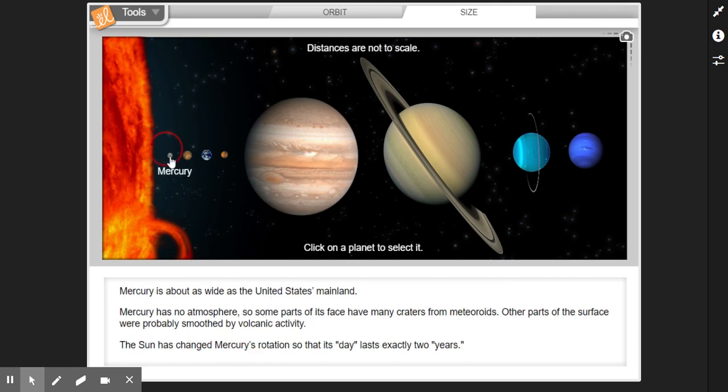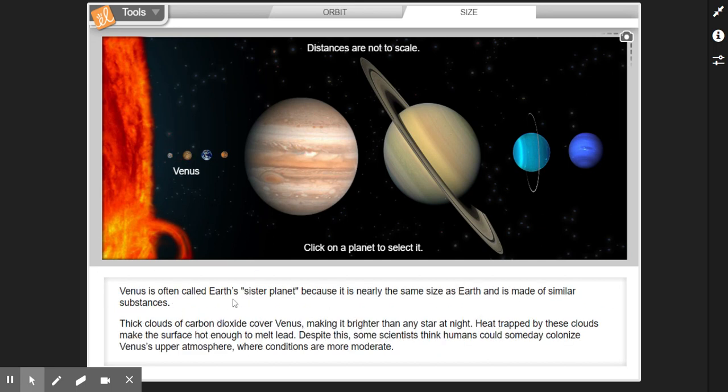Okay, so let's look at these inner ones here. It says Mercury is about as wide as the United States mainland. Mercury has no atmosphere, so some parts of its face have many craters from meteoroids. Other parts of the surface were probably smoothed by volcanic activity. The sun has changed Mercury's rotation so that its day lasts exactly 2 years. All right, so Mercury has no atmosphere. So the answer to question C on page 33, which planet has no atmosphere at all, is Mercury.